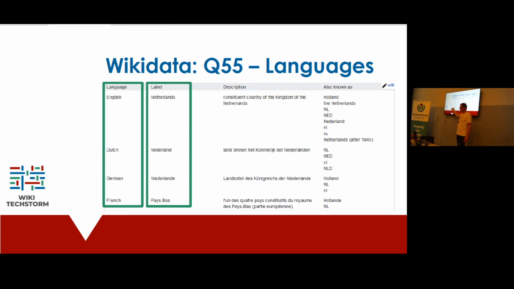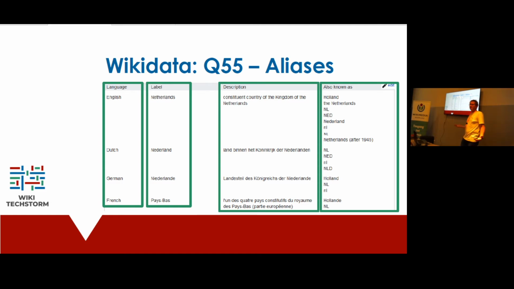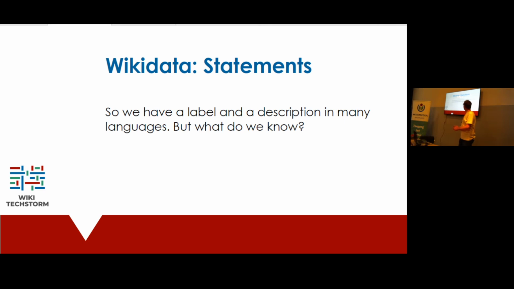The language is mentioned before. There are descriptions, which I'll get to, also over there. And you can also add aliases, which are in here. So you can mention a lot of things about just Q55 in names. And we'll have more languages, more descriptions, more aliases available. So it's all there. And that's just for naming. But we can do better. What do we know about this country? Well, articles. And that's all put in statements.